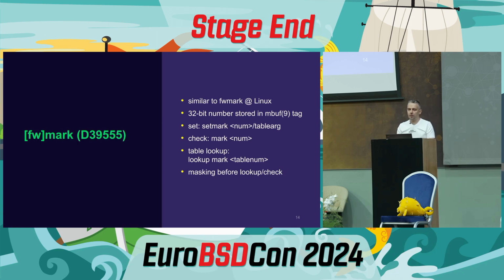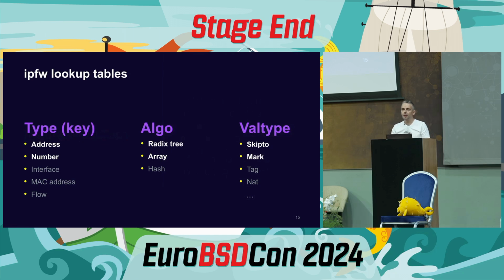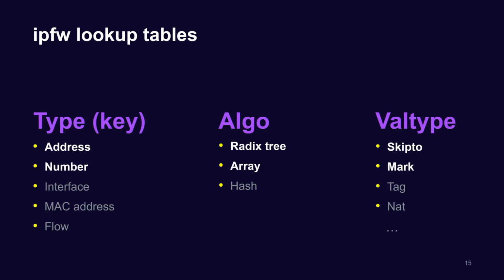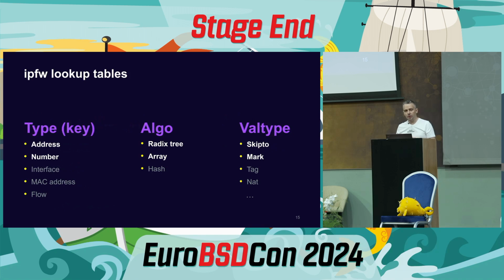Another thing we need to use for our firewall is lookup tables. Lookup tables can have different keys. For example, we will be using address key and number key in this talk. There are different algorithms that are supporting different types of keys, and we use different value types. So when you do a lookup in a table, then you can fetch a value from that, and that value will be used in tablearg. This is basically why I asked about tablearg in the beginning.